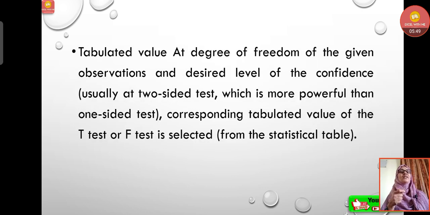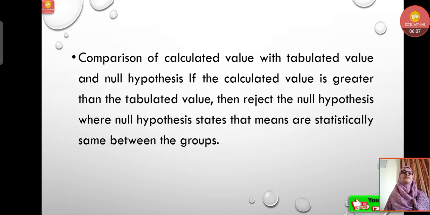Now, the tabulated value is taken at the degree of freedom of the given observations and the desired level of confidence, usually a two-sided test, which is more powerful than a one-sided test. The corresponding tabulated value of the t-test or f-test is selected from the statistical table. Now, comparison of the calculated value with the tabulated value and null hypothesis. If the calculated value is greater than the tabulated value, then reject the null hypothesis, where the null hypothesis states that means are statistically the same between the groups.